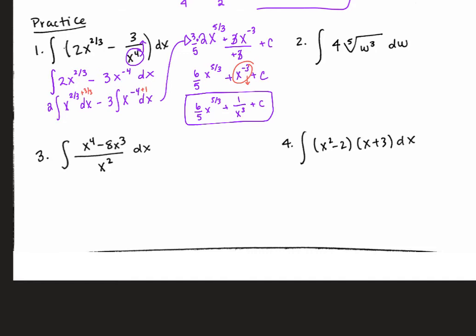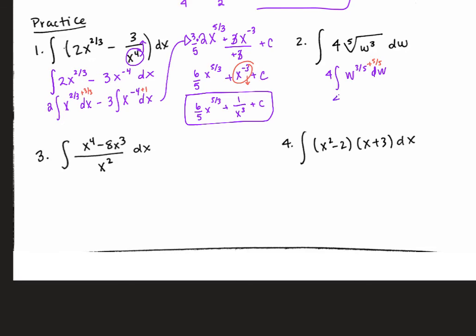In number 2, I need to change that from root form to fraction exponent form. And I'm also going to take out the 4 from the integral. So I can rewrite this as w to the 3/5, and then I need to apply my power rule. So I'm going to add 1 to the exponent. So I'm going to add 5 over 5 to the exponent.